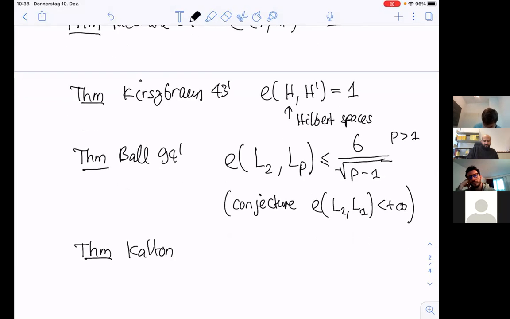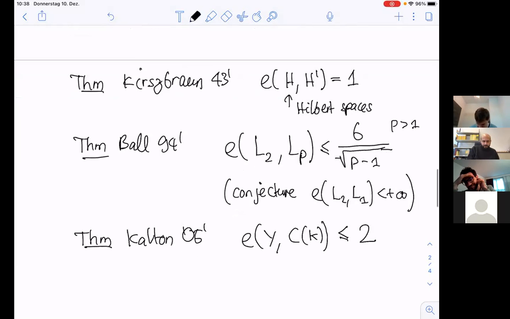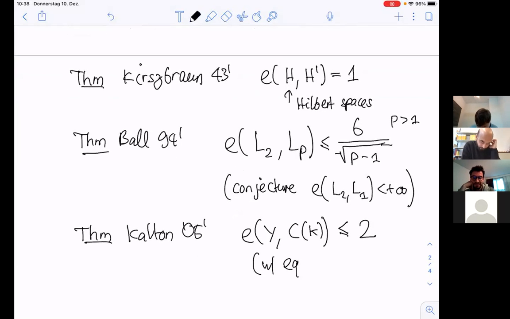So okay, this result, and maybe the last one, I think not many people know, from Carlton from 2005, which tells you that the extension modulus e(Y, C(K)), the continuous functions on a compact metric space, is smaller than 2, with equality for the small c_0, and for any metric space Y. So if you know the notion of a retract, this tells you that C(K) is an absolute 2-Lipschitz retract.